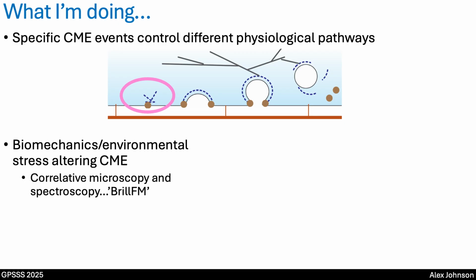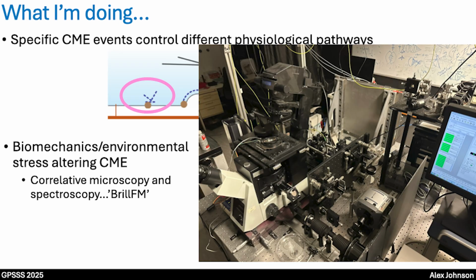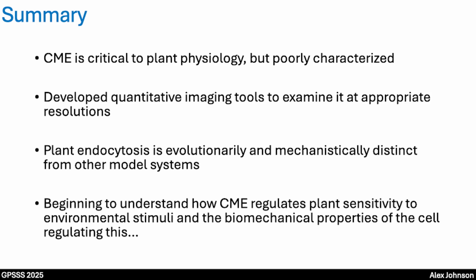And to do this, in my last postdoc in Vienna, we were building these Brillouin light scattering spectroscopy systems where we can use optics to visualize the live biomechanical properties of the cell wall when we're stimulating it. And we've just won a grant for 1.8 million to build this system in Exeter, where we can correlate this with fluorescent microscopy.